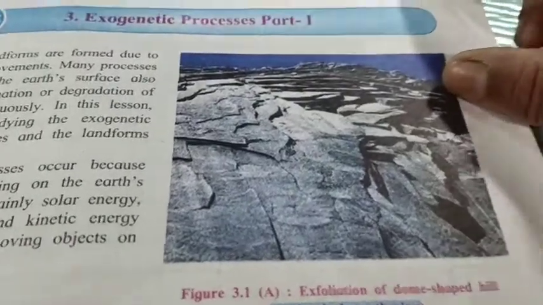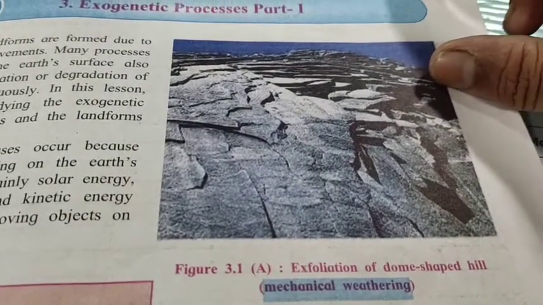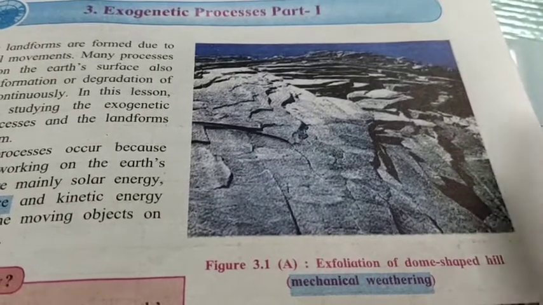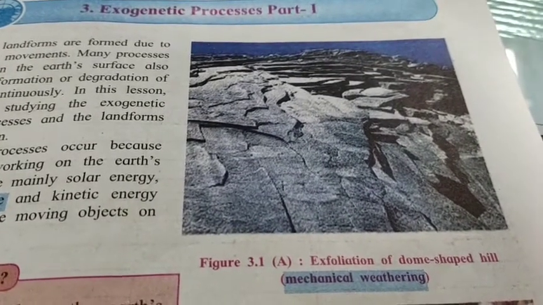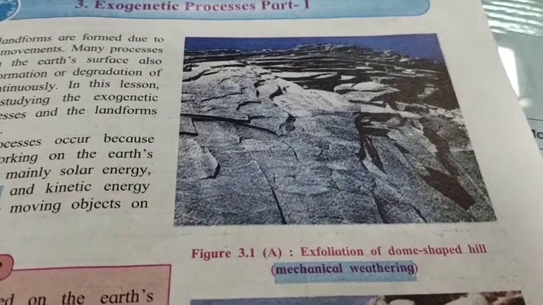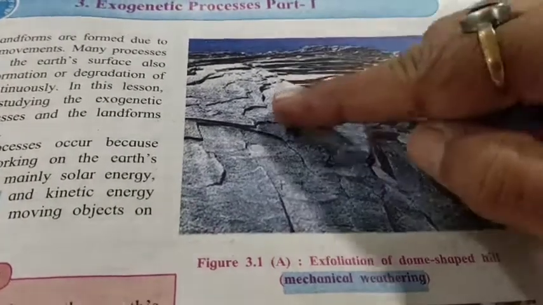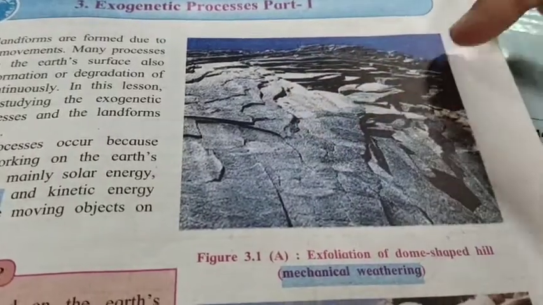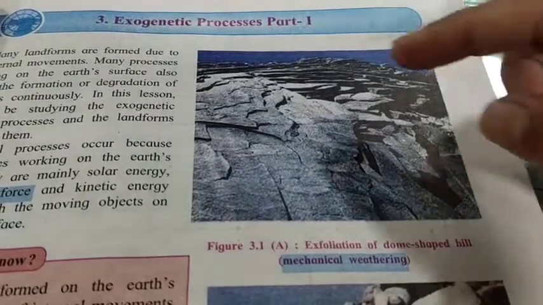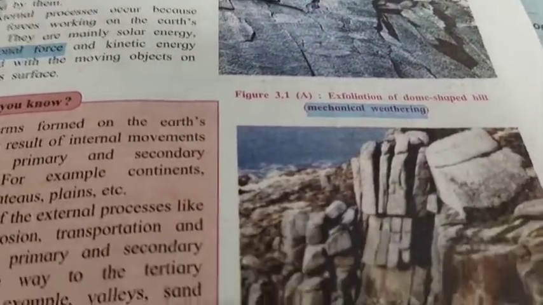See, this is a dome shaped rock. We can see that it is in layers. It doesn't show the even surface of the rock, rather it is showing up in scales. These are the scales that we see. We will try to understand how this happens as we proceed further.